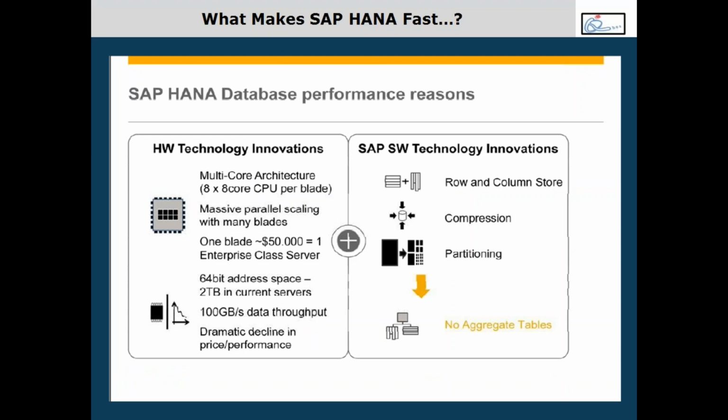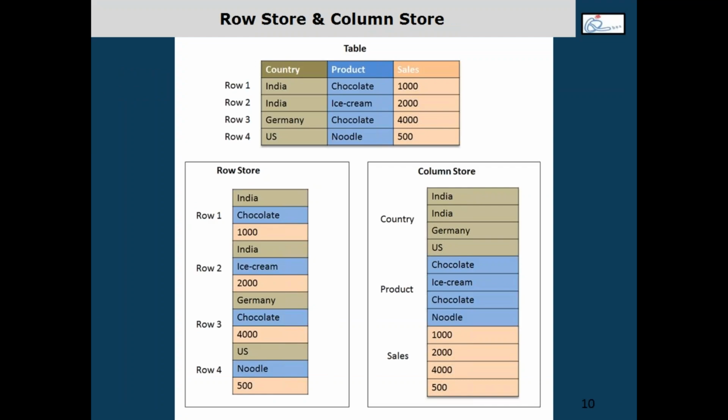Okay, that was from the hardware. Then it is software innovations: row store and column store.